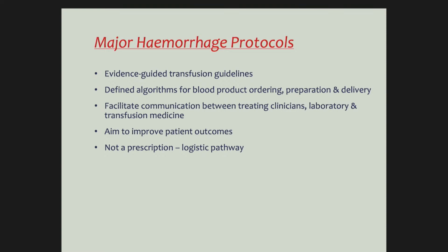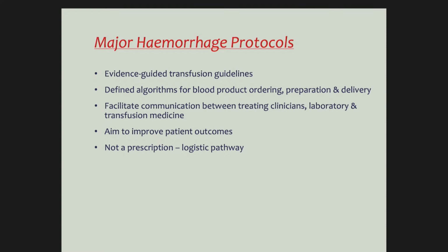So what is a major hemorrhage protocol? It's a process to provide blood and components in a structured manner in a very short period of time, and it's based on evidence guided transfusion guidelines. In your massive hemorrhage protocol, you will have defined what's in the shipper that you're going to send to the bedside. Then it facilitates good communication. Instead of getting multiple phone calls from the bedside saying we want some red cells, and then 5 minutes later, plasma, platelets, it all comes in the one box.